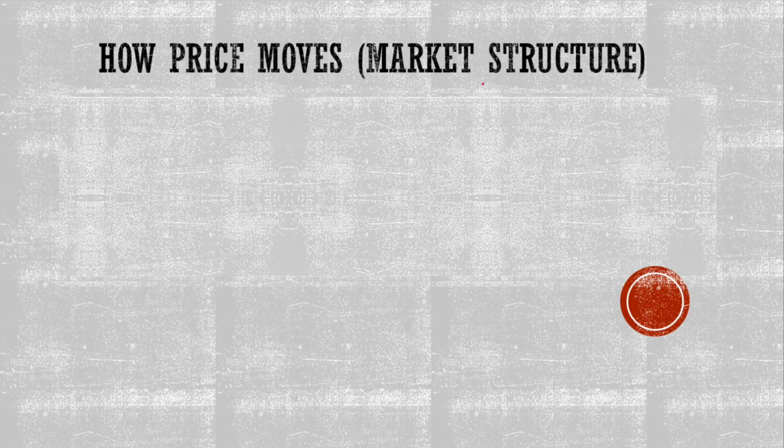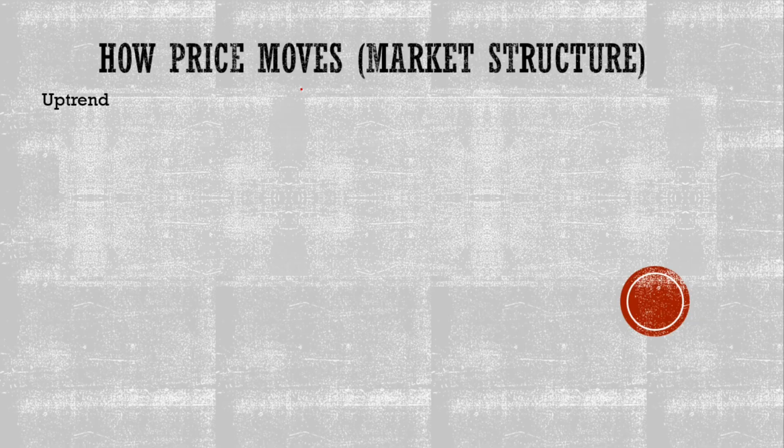If you understand market structure, and I'm going to go about it very, very slowly so that you can really understand it, let's get straight to it. The market can move in three ways. The market can move in an uptrend, the market can move in a downtrend, or the market can be in a consolidation.